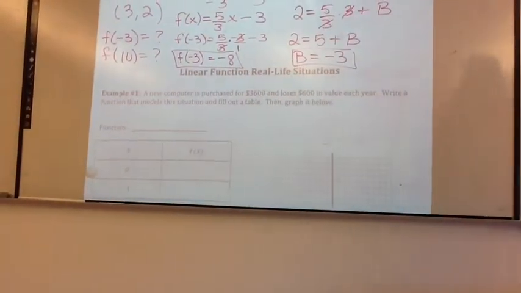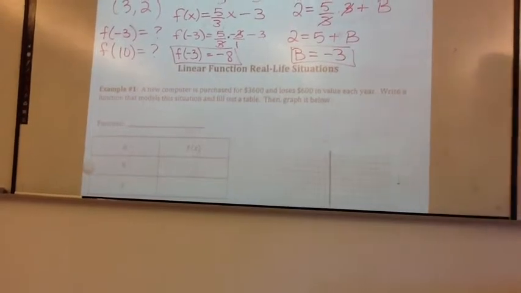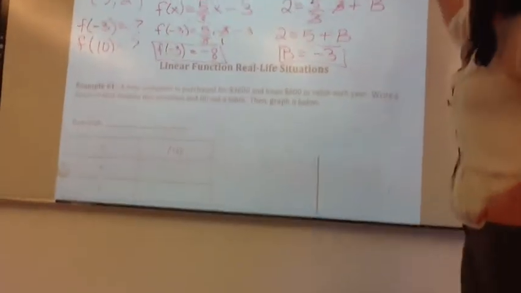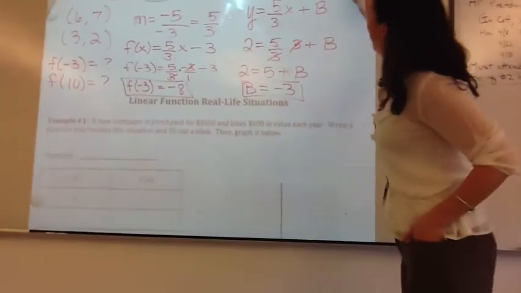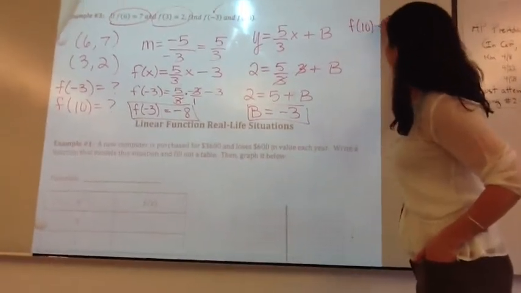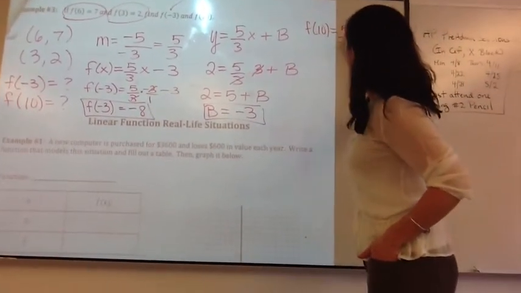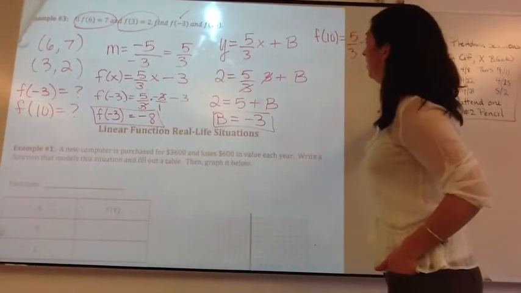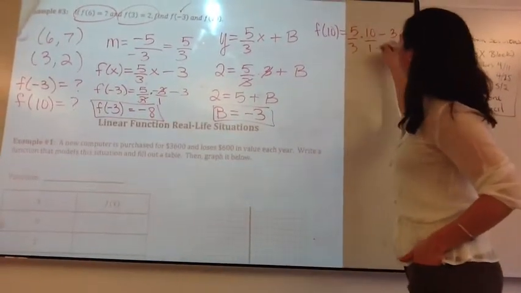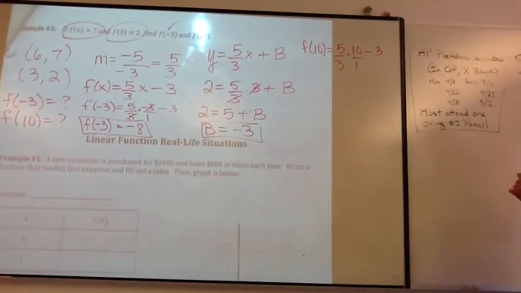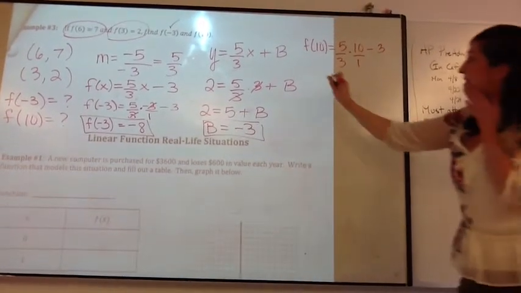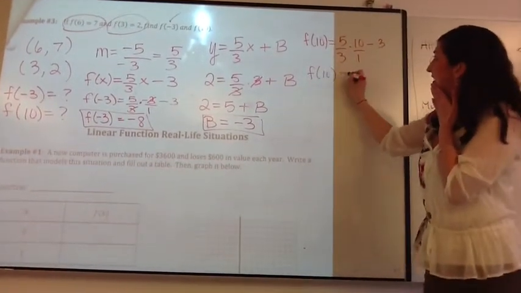Not only do we have to plug in negative 3, but we must also plug in 10. So I'm going to just do it over here. F of 10, let's go. 5/3 times 10 minus 3. Any canceling going on?